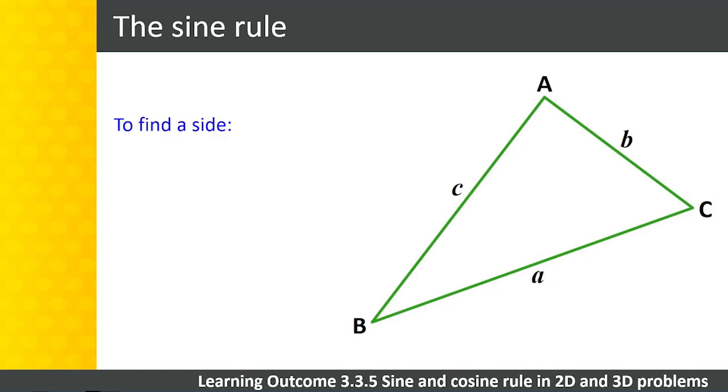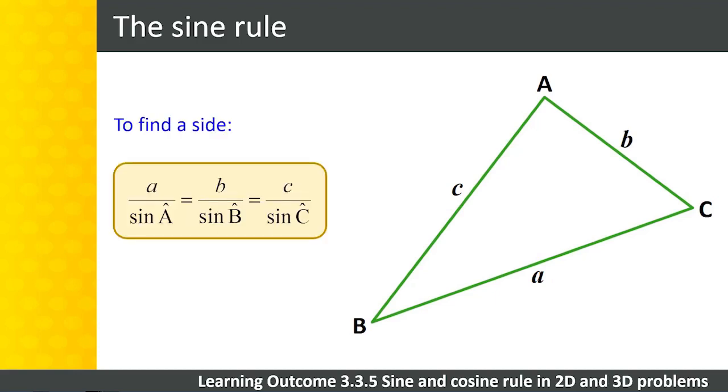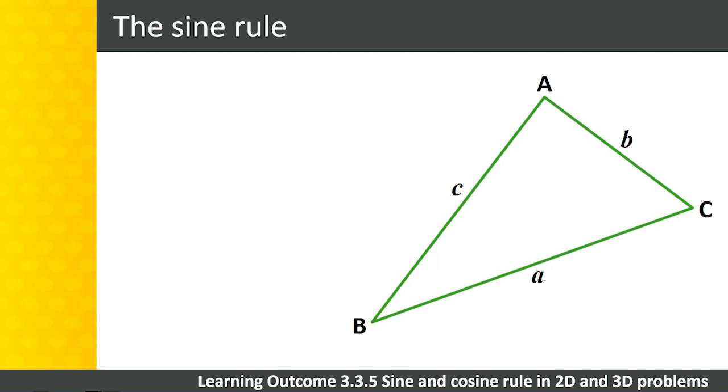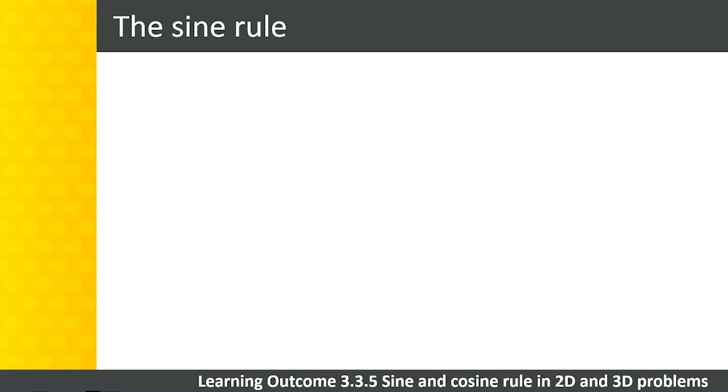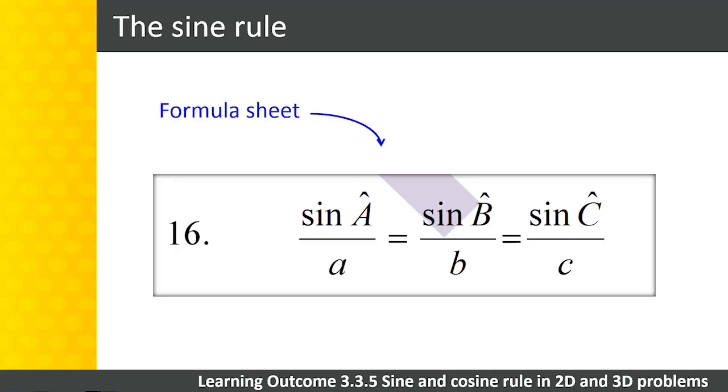To calculate a side, we use a over sine angle A equals b over sine angle B equals c over sine angle C. To calculate an angle, we use the reciprocals. Sine angle A over a equals sine angle B over b equals sine angle C over c. We can see why lecturers often call the sine rule the rule of opposites. The sine rule formula is on the exam formula sheet. Only one version of the sine rule is given. Students should realize that they can invert the fractions.